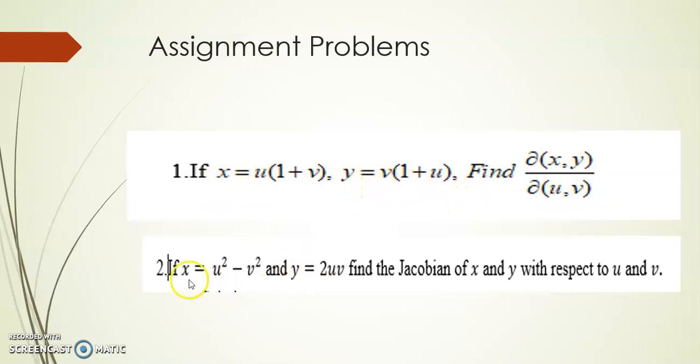The second problem, x is given in terms of u and v, y is given in terms of u and v, and they're asking you to find the Jacobian of xy with respect to uv, which means this is the same formula you have to use for the second one too.